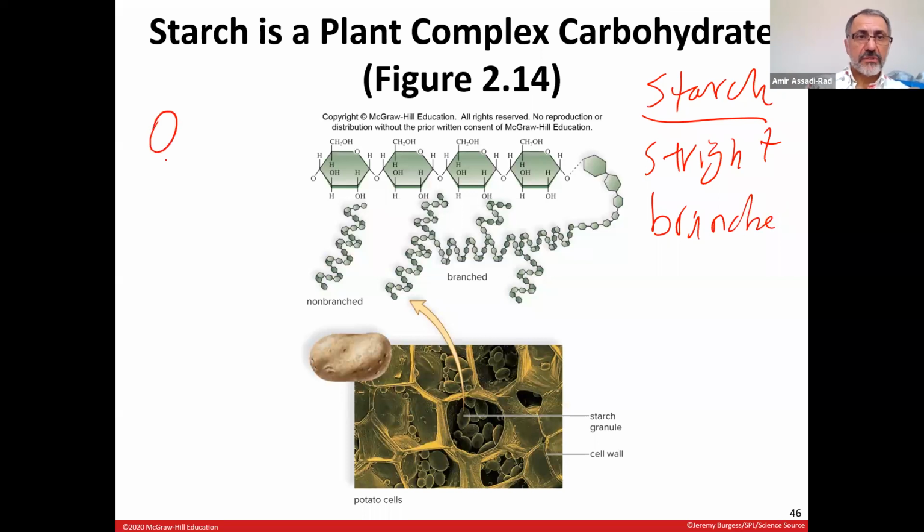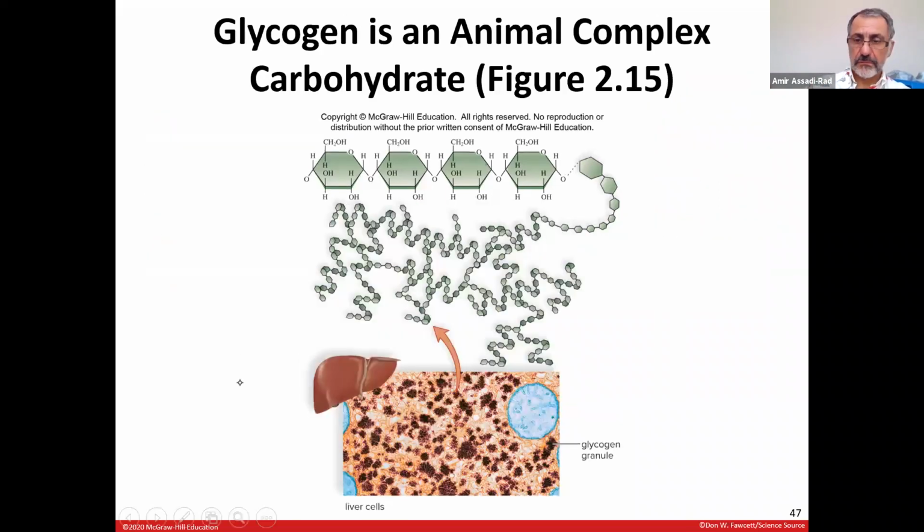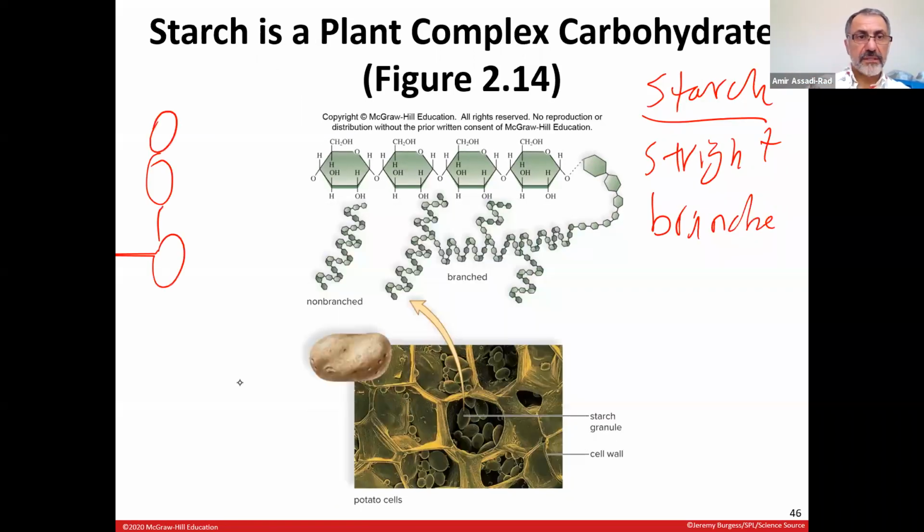What I mean is, the sugar molecules right here are either straight, I hope you know what I'm talking about, or they're branched.